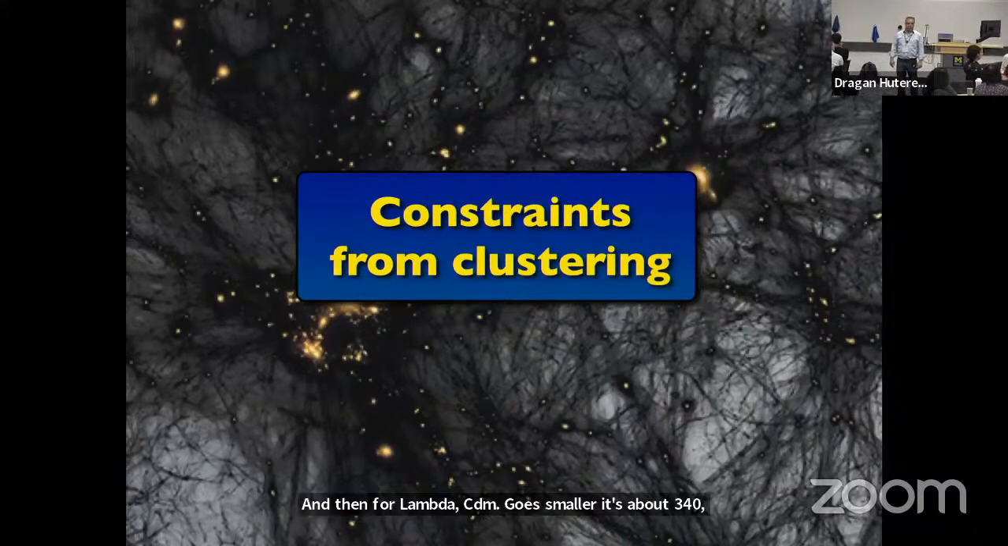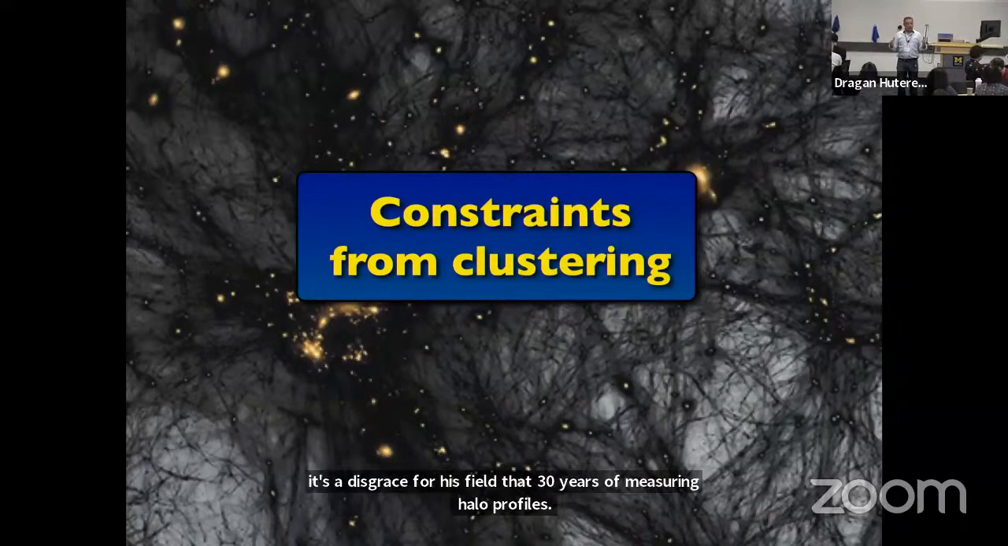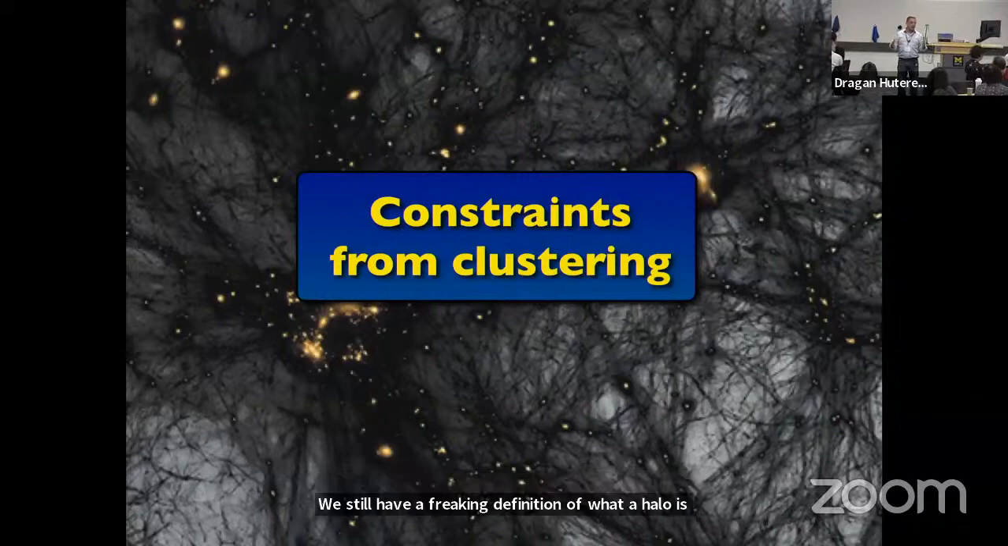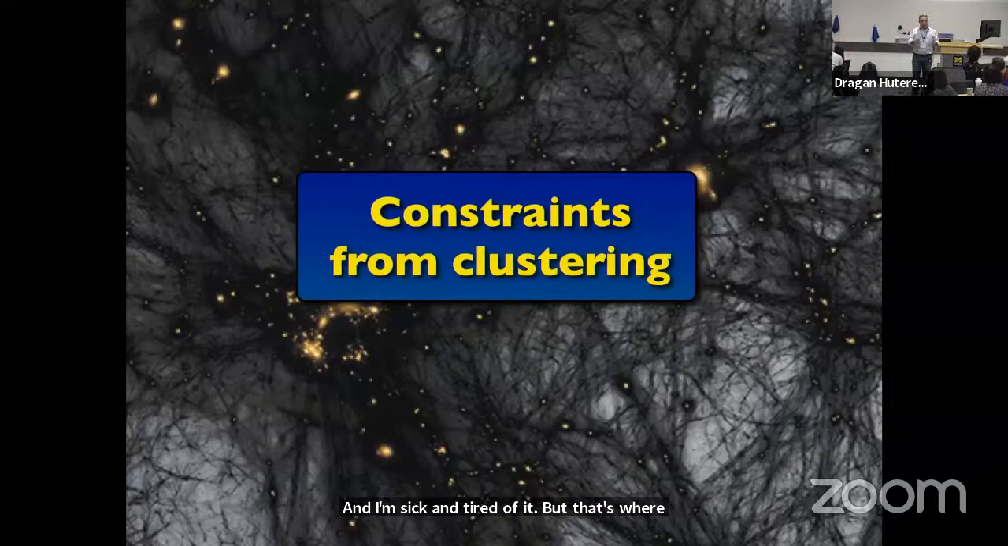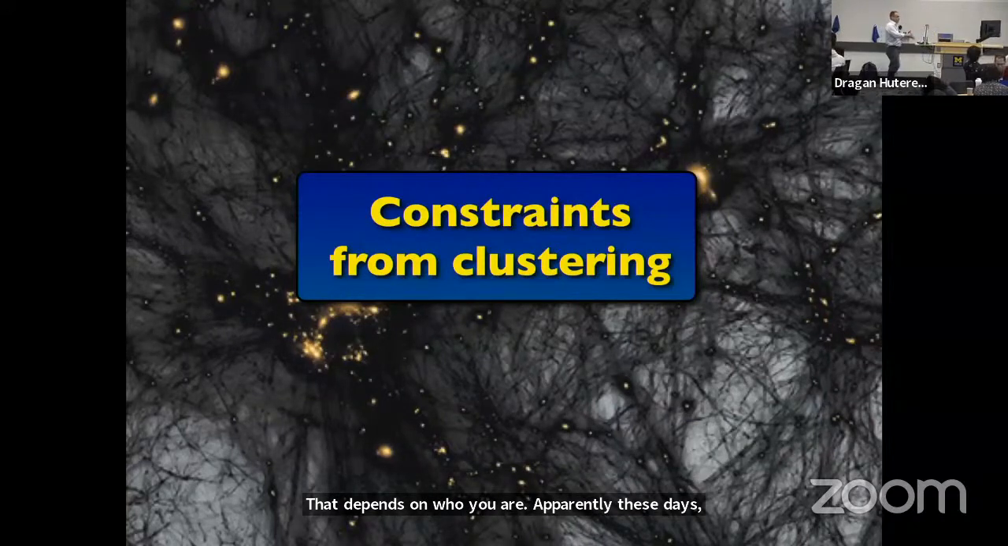And then some people say, well, 340, let's pick 200. And then some people say, well, actually, if you calculate it, it should be 178, but that's for a different density. So it's a mess, okay? And it's a disgrace for this field that after 30 years of measuring halo profiles, we still don't have a definition of what a halo is, okay? And it's a shame because I spend half my time converting from one halo mass definition to the other, and I'm sick and tired of it. But that's where we were going at. So it's a virial radius divided by the scale radius. How you define your virial radius depends on who you are, apparently, these days, which is very annoying. But yeah, sorry for venting my frustration.